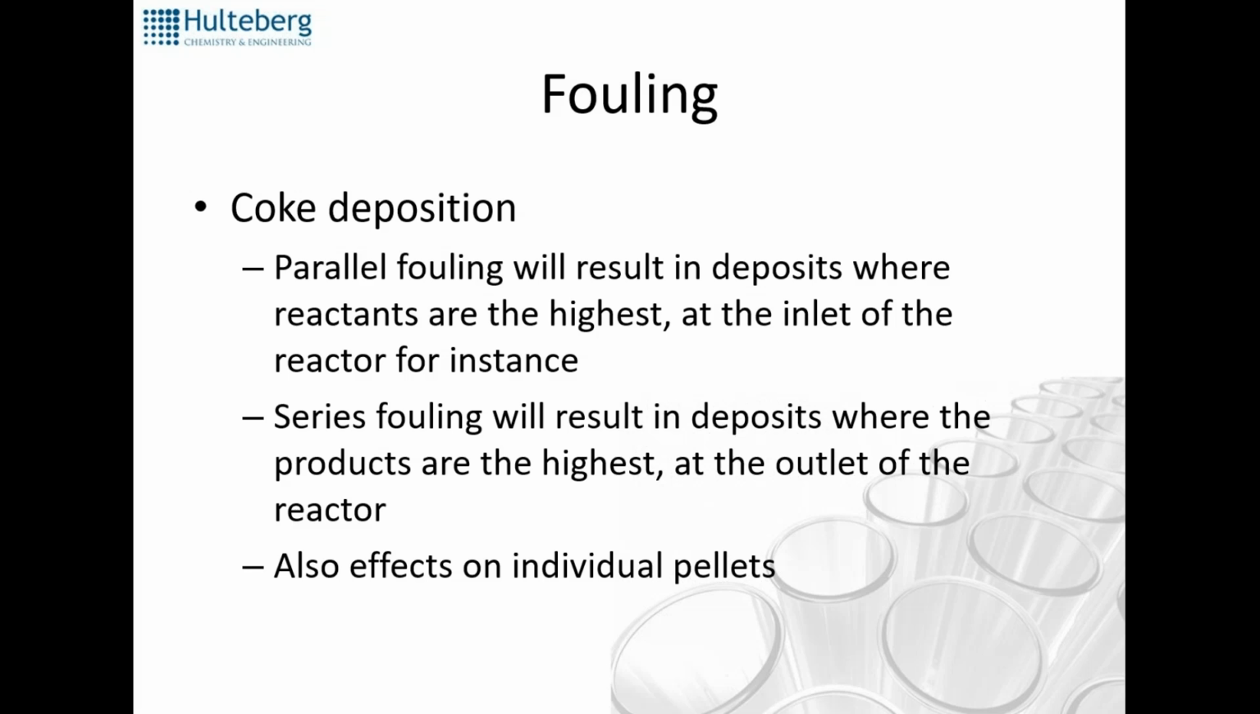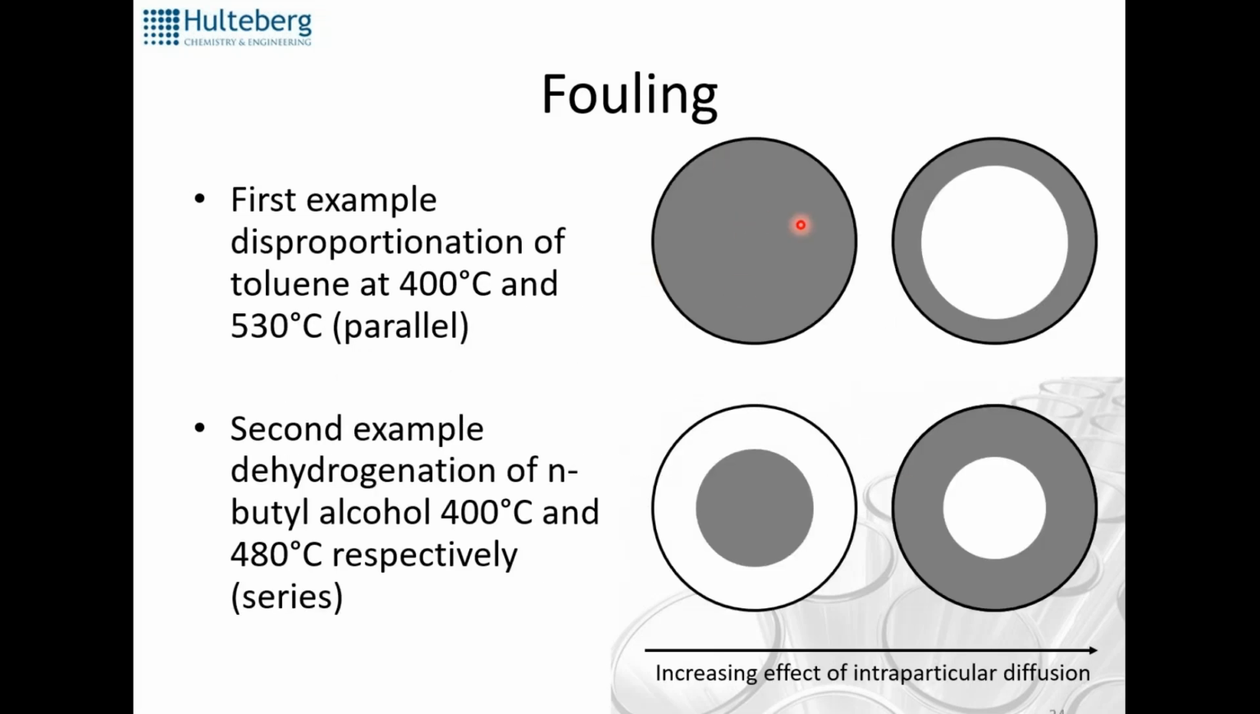And you can also see this effect on individual pellets. Here you also see interesting effects when you introduce diffusion into the pellets. So on the next slide, we have first the disproportionation of toluene, which is a parallel reaction. So it happens where the concentration of the reactants is the highest. And if you do this at 400 degrees, you will actually see an even carbon layer throughout the catalyst.